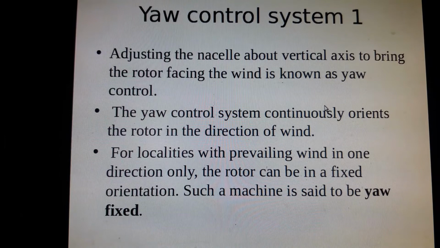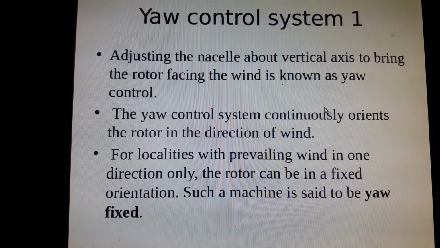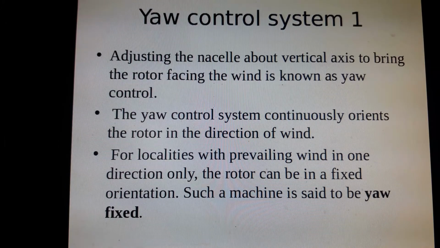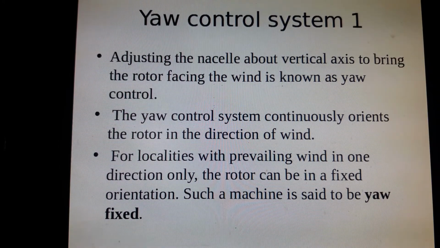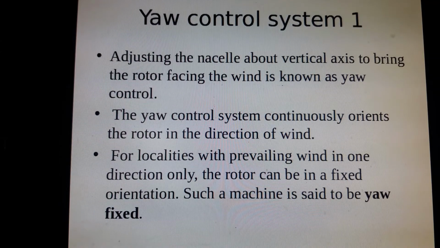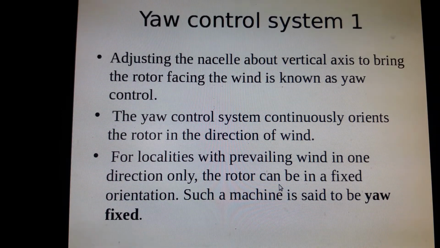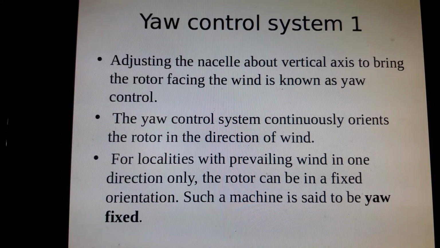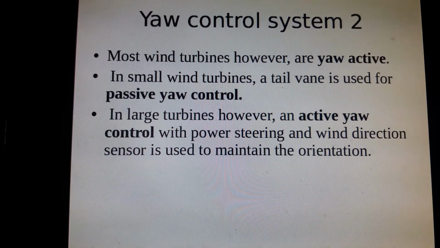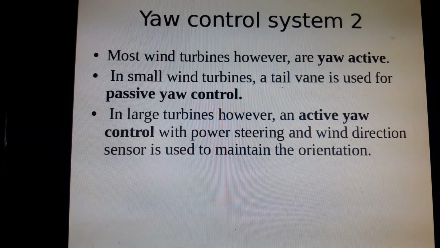What we have discussed till now, I have put in a point-wise fashion. If you want to note down these points, you may press the pause button, and once you want to continue with the lecture, you can always press the play button. Here are two more points for the yaw control.